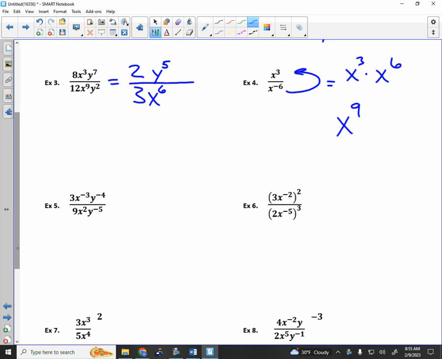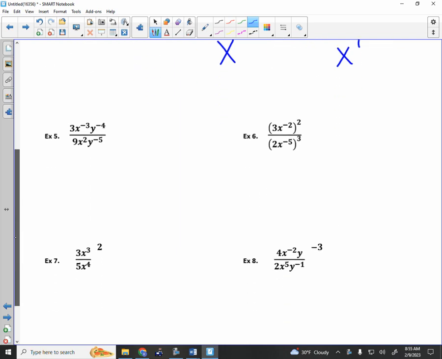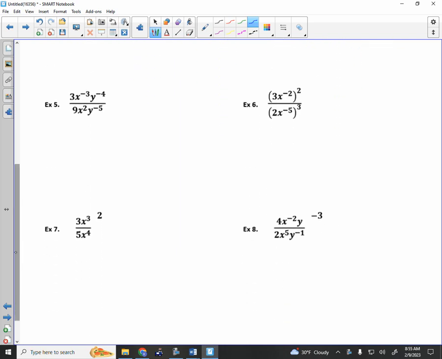Notice if you were to do that using subtraction, you would get the same thing. It would be x to the 3 minus negative 6. If you subtract the exponents, notice how you still get x to the ninth. So there's multiple ways of looking at it. But when you get these negative exponents, I think the best thing to do is to just move them right away.